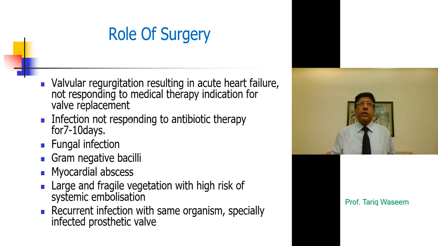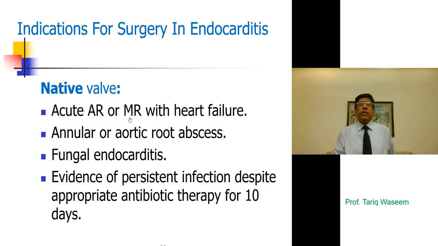Gram-negative infections are again notorious, and they usually require surgical intervention. If there is formation of a myocardial abscess, it would not respond to just antibiotic therapy. It has to be drained, again requiring surgery. Some large fragile vegetations have a risk of embolization, and they should be dealt with surgically rather than just by medical management. And if someone has recurrent infection, especially in an infected prosthetic valve, that also should be dealt with surgery. So there are plenty of reasons to go for surgical intervention in these patients.